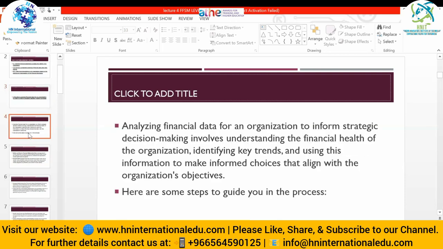Analyzing the financial data for an organization to inform strategic decision making involves understanding the financial health of the organization, identifying the key trends, that is what your rivals are doing, what the industry is going through at the moment, and using this information to make informed choices that align with the organization's objectives. That is strategic decision making: your financial data plus the organization's objectives, rules and regulations, mission statement, everything should be aligned together. So only then can we compete in the market.